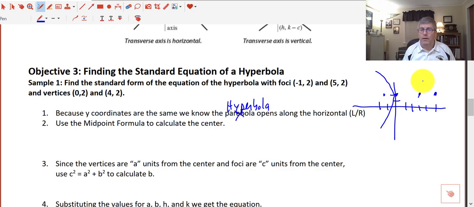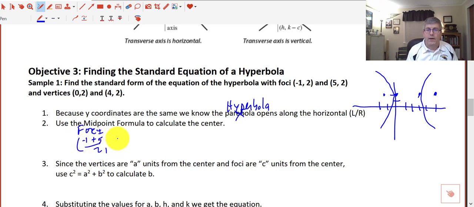Branches are going to open something like that. We can use our midpoint formula to calculate the center, and because we have the foci and the vertices, we can use either point. We're going to get the center no matter what. So if I use my foci to find that, I just take -1 plus 5 over 2 and 2 plus 2 over 2, and my midpoint is at 2, 2.